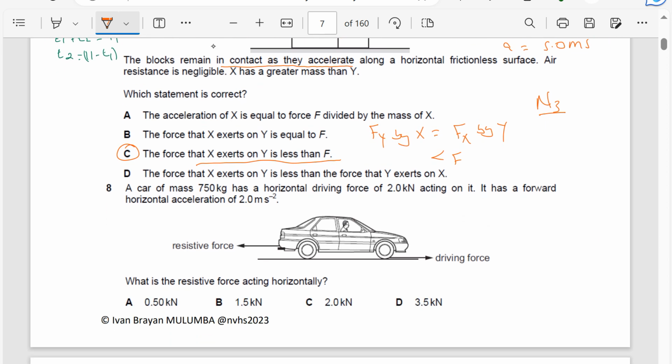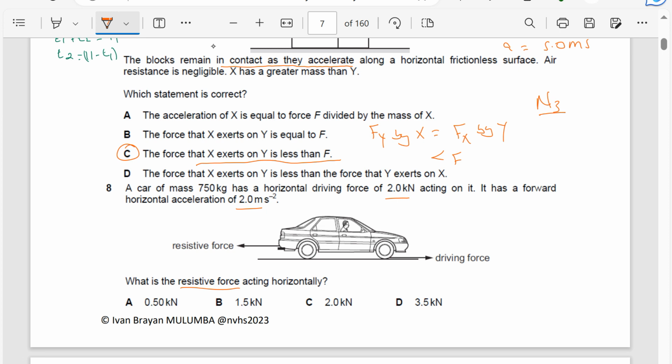A car of mass 750 kilograms has a horizontal driving force of 2.0 kilonewtons acting on it. It has a forward horizontal acceleration of 2.0 meters per second squared. What is the resistive force acting horizontally?